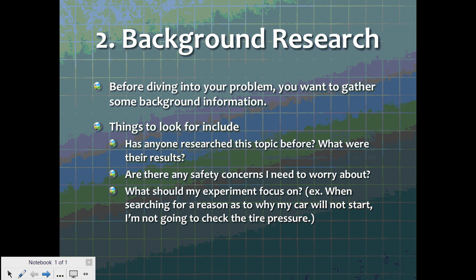Background research. Before diving into your problem, you want to gather some background information. Things to look for include: has anyone researched this topic before? What were their results? Are there any safety concerns that I need to worry about? What should my experiment focus on? Example, when searching for a reason as to why my car will not start, I'm not going to check the tire pressure.